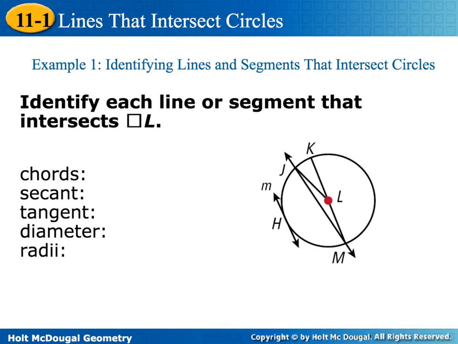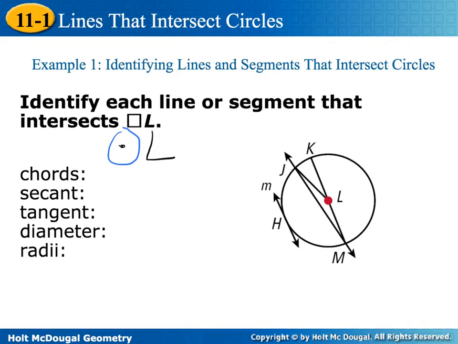All right, so identify each line or segment that intersects circle L. When we draw a circle, the symbol for it is going to be a circle with the point in the middle. Because if I just drew this, you're not going to know if it's an O, a 0, a circle. So a circle, we're always going to put the point in it.